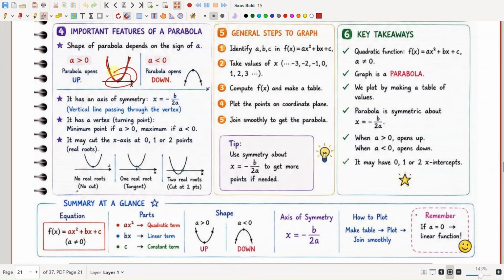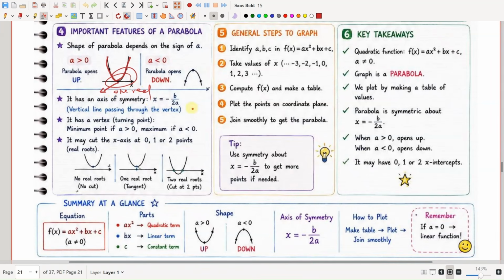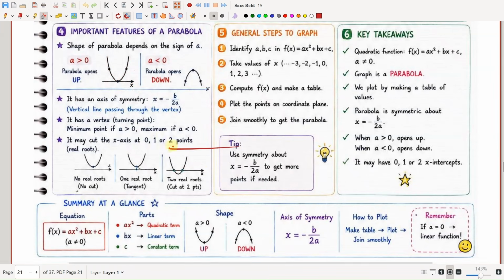So this is what we call a tangent. If it is in a tangent position, then there will be one real root, and if it crosses like this, then there will be 2 real roots, and if it doesn't even touch like this, then there will be no real roots.